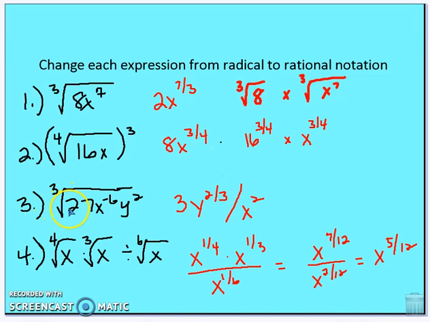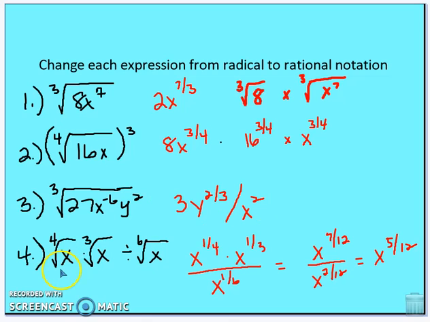Problem number 3. Again, I can separate out these individual values, 27 an integer, and then the two variables x and y. The cubed root of 27 is 3. And then x to the negative 6 over 3 is x to the negative 2, which is 1 over x squared. And then y to the 2/3. So 3y to the 2/3 divided by x squared is your answer.